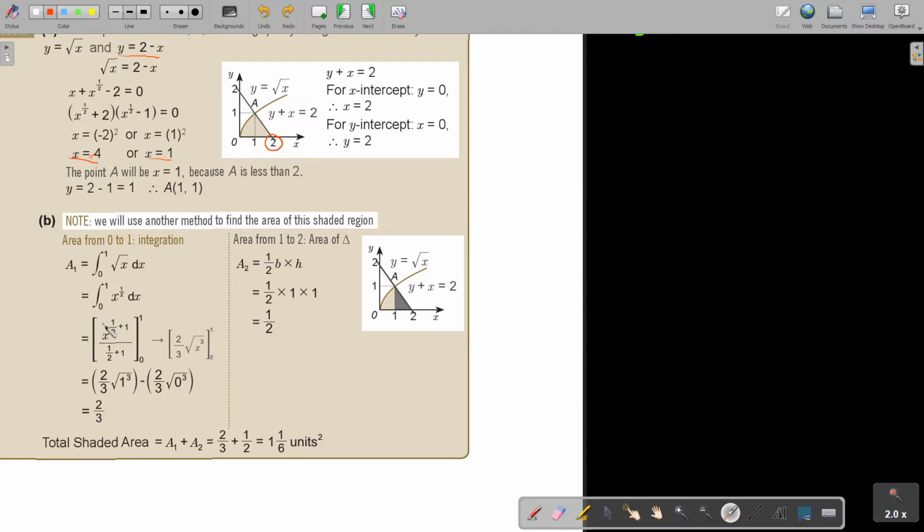There I did this. There I integrated. And it's between the point 1 and 0. And I substitute that point and I get 2/3. And then if I do half base times height, this can be the base, this can be the height, so I just substitute it in, it's a half. And what do I do with the two values? I just add it up. And there is where I get 1 and 1/6.